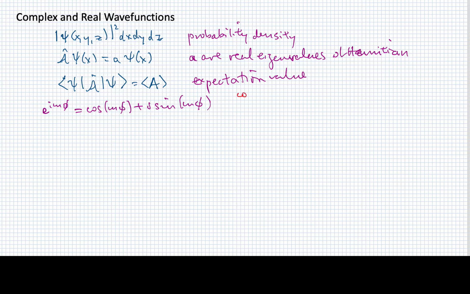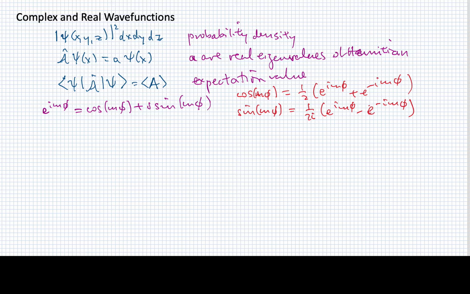So for example, I can define a real function cosine of m phi simply by taking 1/2 the sum of these two exponentials. All right, I could also create sine of m phi by taking 1/2i times the difference of the two exponentials. So there are ways that we can take these complex functions and, in some sense, connect them to reality through real valued functions just by manipulating them in particular ways.